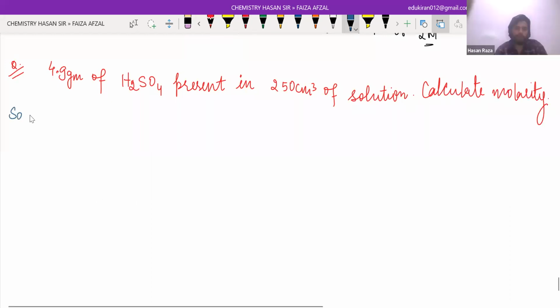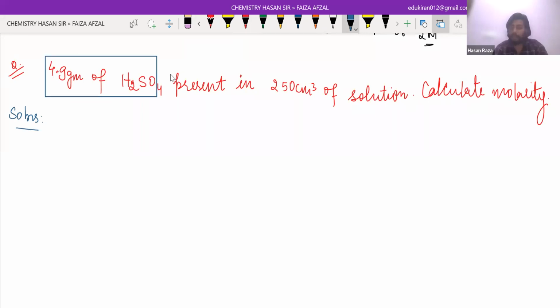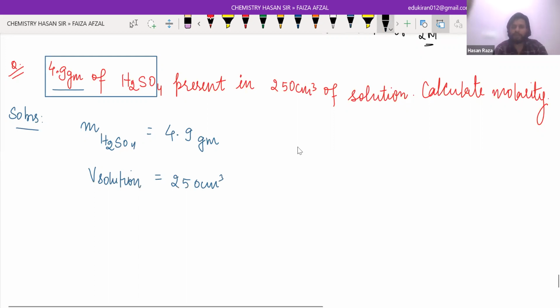Whenever you are going to solve a numerical, the first focus you give is on the given quantities. There is H2SO4, which is 4.9 gram. That means the given mass of solute, H2SO4, is 4.9 gram. It is also given that the volume of solution is 250 centimeter cube. Nothing more is given than this. So what we need to calculate is molarity.